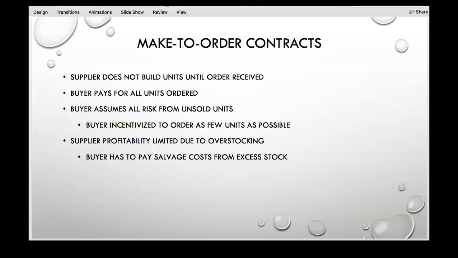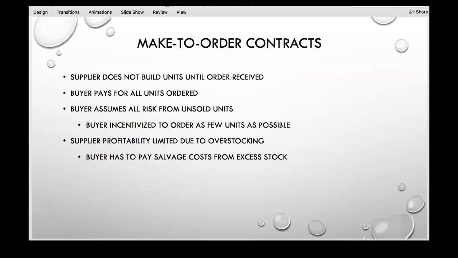So make-to-order contracts, very simple. The supplier does not build units until an order is received. At the time of the order, the buyer pays for all the units ordered. At the same time, the buyer assumes all the risk from unsold units. This is a very standard contract. So in this scenario, the buyer is incentivized to order as few units as possible because they have all the burden. And the supplier's profitability is limited due to overstocking.